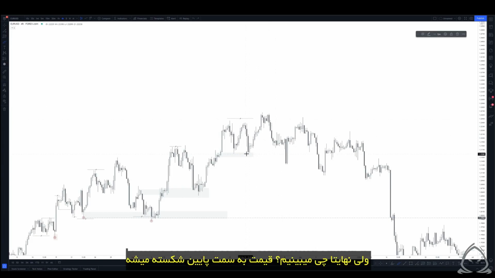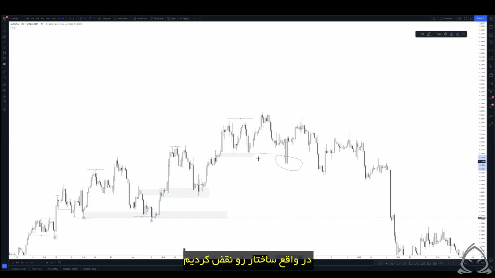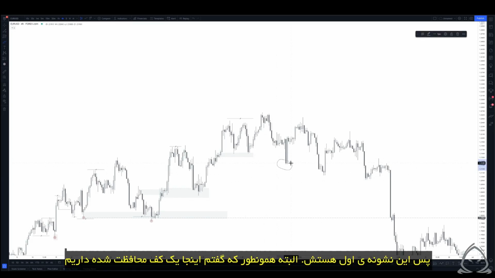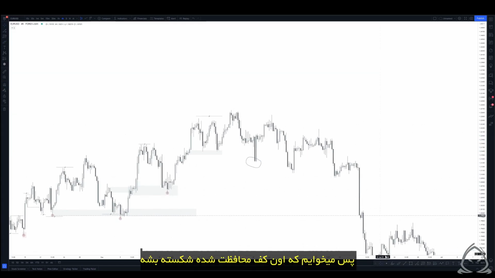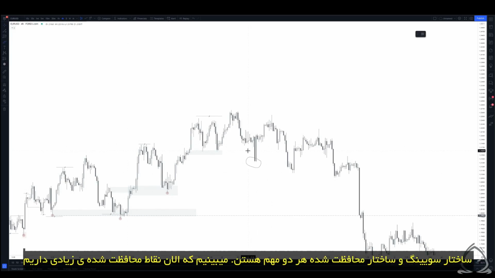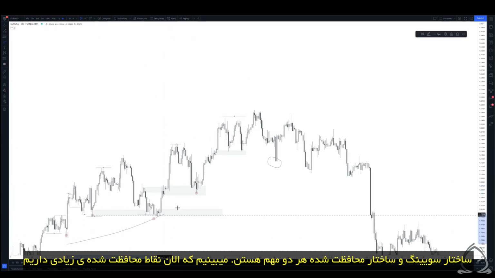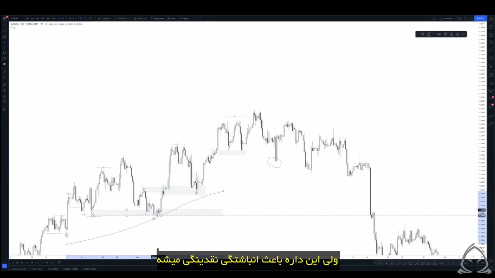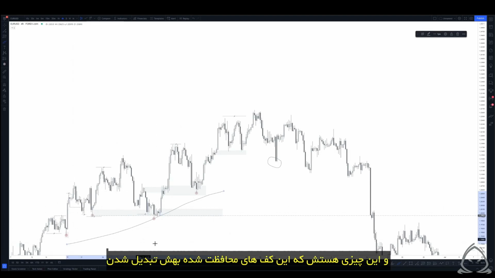But ultimately, what do we end up seeing? Price breaks to the downside. We've actually violated structure. So this is a first indication, of course, like I said, that we have a protected low here. So what we want to see is that protected low being broken, but we also want to just see swing structure. The emphasis is on swing structure and protected structure, because right now we have a lot of protected points, but this is now starting to stack liquidity, and this is what these protected lows start to become.